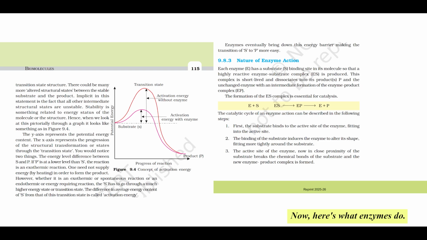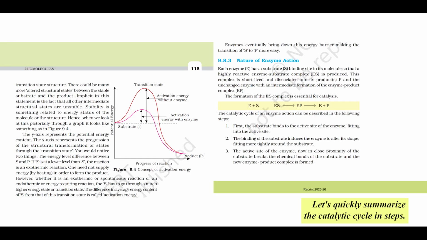Now, here's what enzymes do. They do not change the starting energy of S or the final energy of P. The overall energy change of the reaction remains the same. What enzymes do is dramatically lower the activation energy barrier. They lower the height of that hill. They make the hill smaller. Precisely. They provide an alternative reaction pathway that requires much less activation energy. By lowering the barrier, they make it much, much easier and therefore much, much faster for substrate molecules to reach the transition state and become products. That's the secret to their speed.